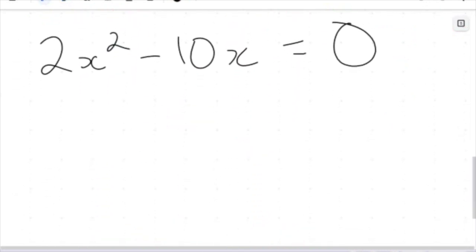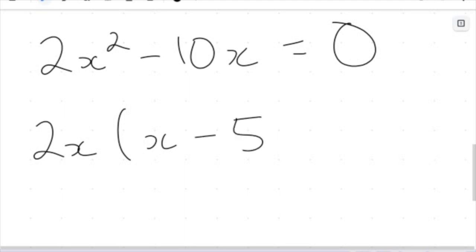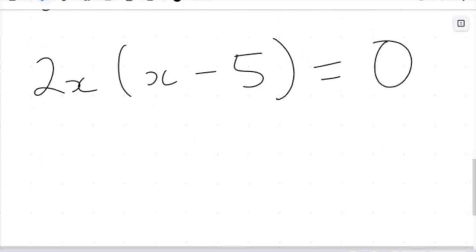Okay, so here I can take out a common factor from both of these terms of 2x, because that goes into both of these terms here. And when I do that, I'm going to get that 2x goes into 2x squared x times. 2x goes into minus 10x minus 5 times. And my 0 on the right-hand side stays the same. Okay, now once again, I have my product here on the left-hand side. I have a product of 2x and a product of x minus 5.